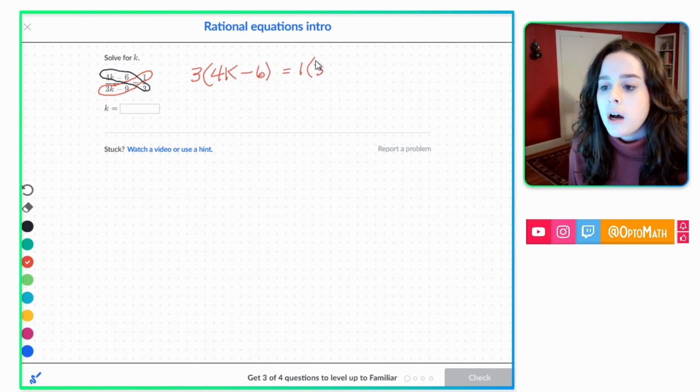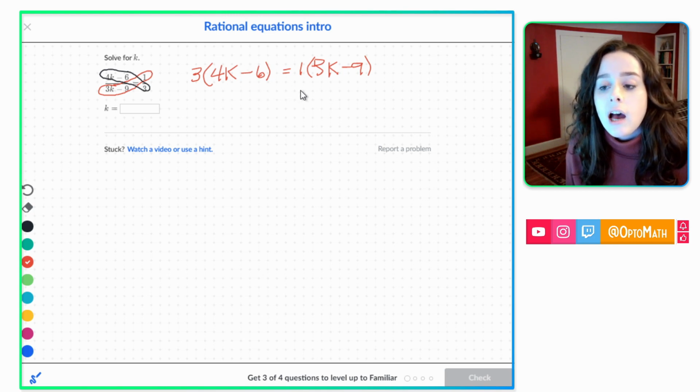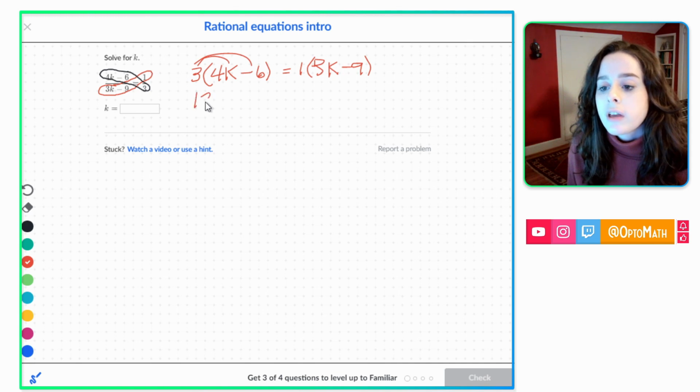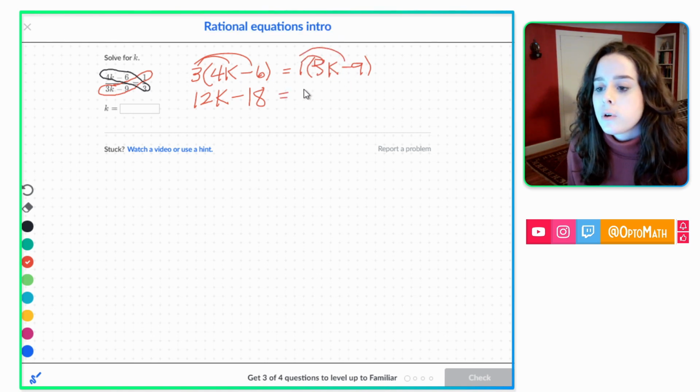Notice my binomials are going into parentheses. Now that I have my monomials, which are my 1 and 3, being multiplied by our binomials, we want to distribute. So 3 times 4k is 12k. 3 times negative 6 is negative 18. And that equals distributing our 1, which of course stays the same, so it's just 3k minus 9.